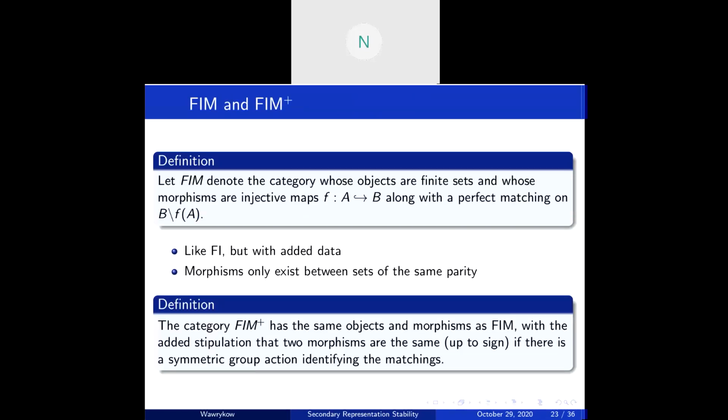Skipped a little bit. We're not going to allow morphisms between sets of different parities because everyone must have a friend if they're not hit by the image of a morphism. And much like FI, we just have a little bit extra data here. And moreover, this perfect matching is going to be numbered, or rather, ordered.